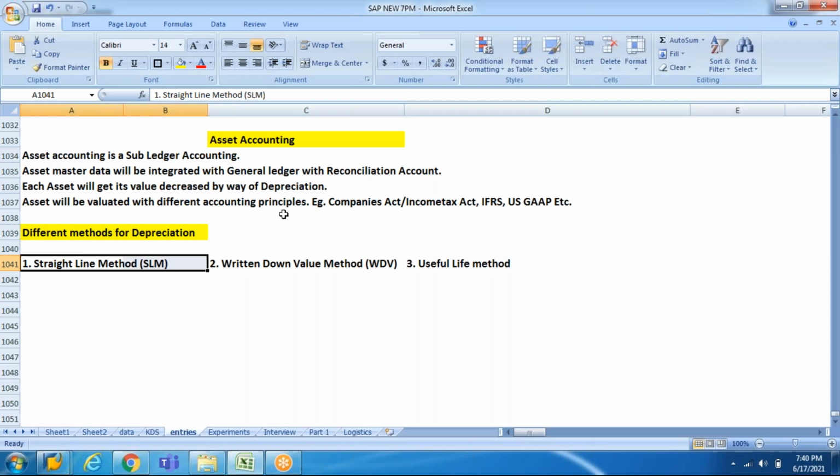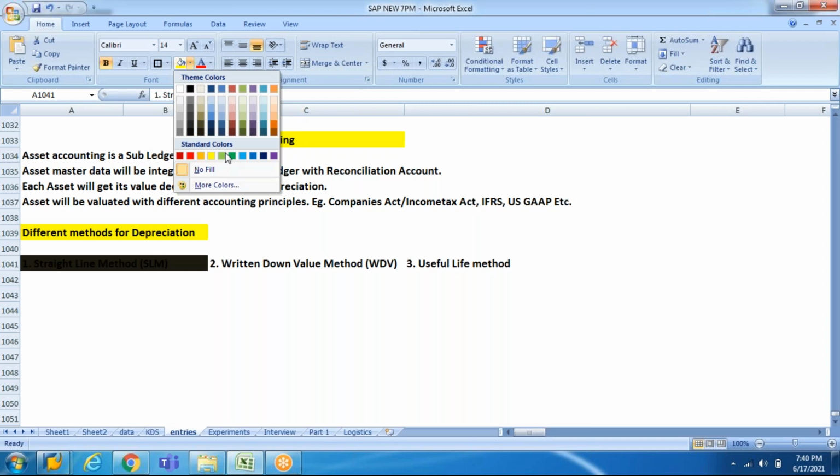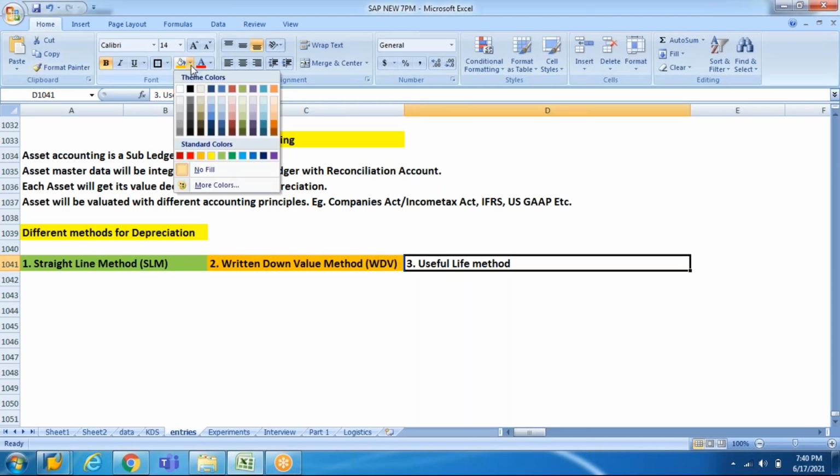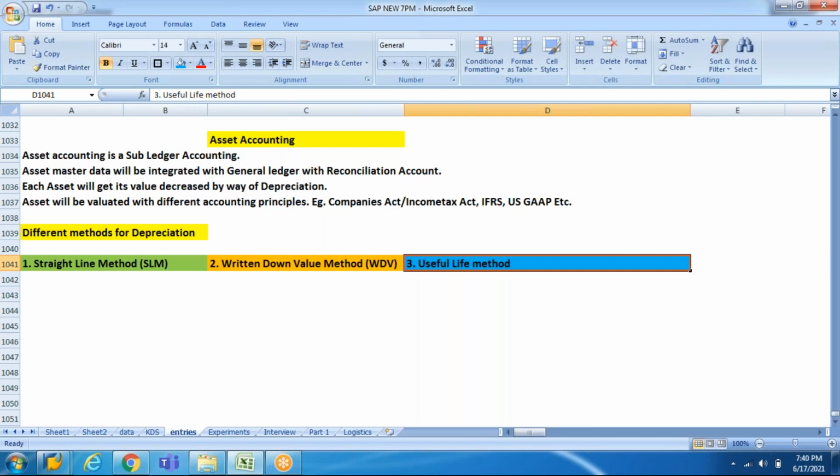Now, let us see what this is. This is at a high level we are writing. We are going to discuss in detail about everything. Okay. And this is the second one, and this is the third one. To take an example, we are not talking from an SAP point of view. Let us try to understand in general how asset accounting is performed and how different values are calculated.